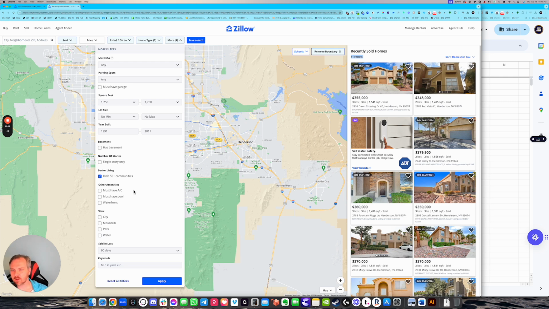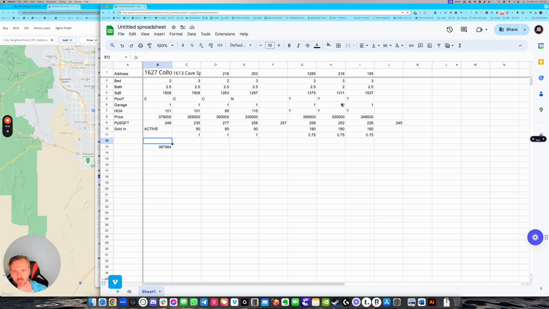Now, how to determine whether you're in a buyer's market, a seller's market, or a neutral market. So a seller's market is there is less than 3 months of inventory. Neutral market is there is between 3 and 6 months of inventory. And a buyer's market is that there's 6+ months of inventory.